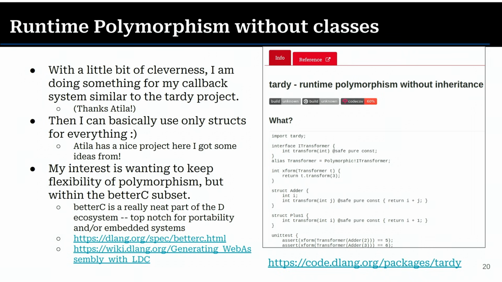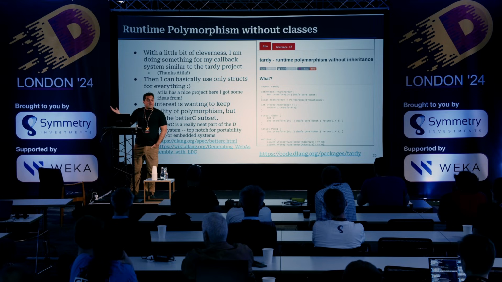I got to thinking about this and searching around. I found Attila's project, Tardy, which was really nice, which basically lets you use runtime polymorphism just using structs, which is really cool. So I've started developing something similar in that vein as well, which was a great thought experiment and also showed the flexibility and the power of the language, which was cool. So now I can target web here with Better C, and with that, now I can have my callback system and everything. So I'm not really sacrificing anything, and I'm getting all the speed, performance, and now portability for graphics applications.